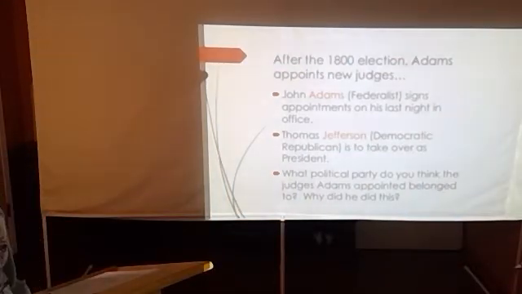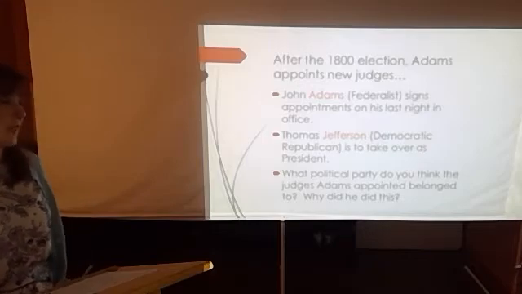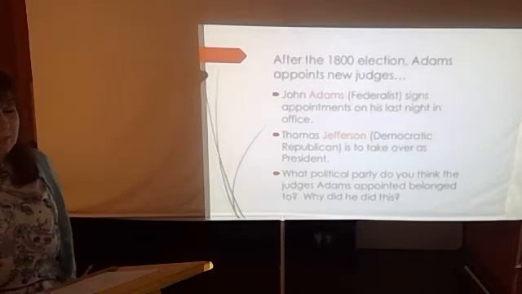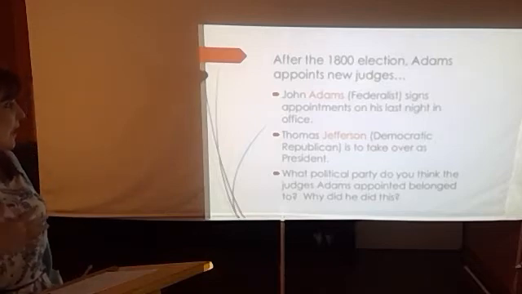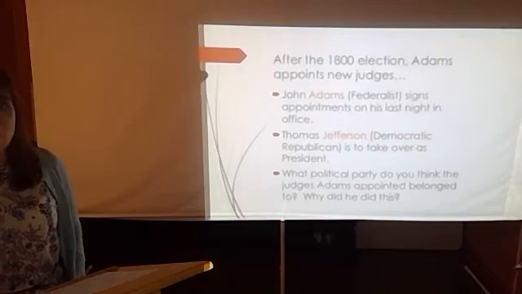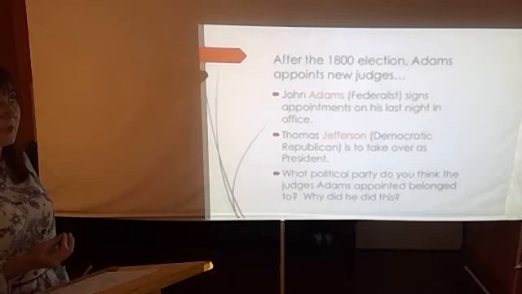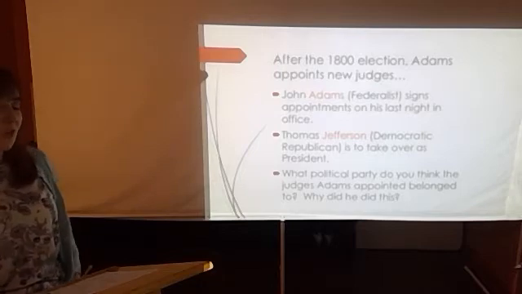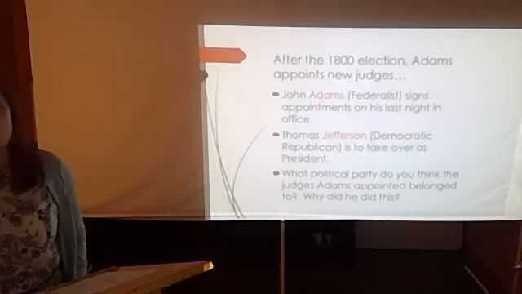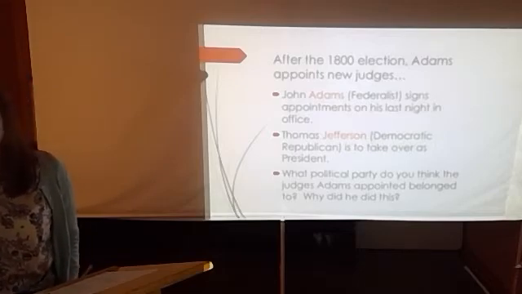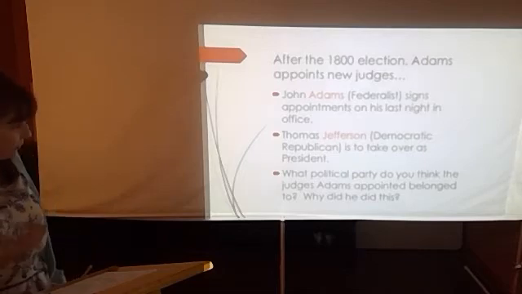Let's review what had happened. 1800 election, Adams loses. Thomas Jefferson is coming in. On his last night in the presidency, Adams makes appointments to the judiciary. He's a Federalist. Jefferson is a Democratic Republican. The Democratic Republicans hold the legislature. Now they're going to hold the executive branch. So Adams wants to be sure that the Federalists have a good hold on the judiciary. And so he makes a bunch of midnight appointments to the judiciary.